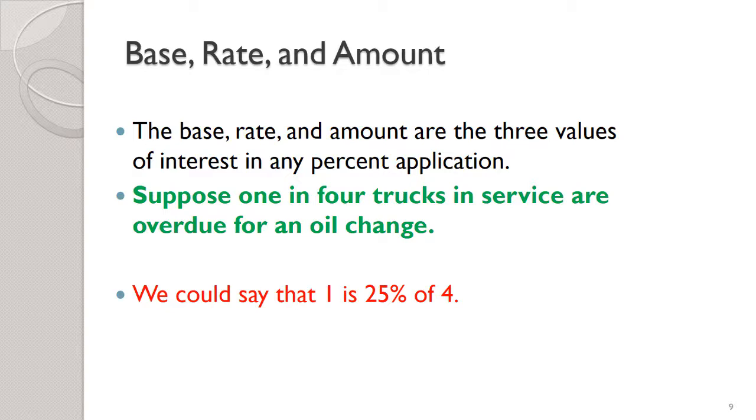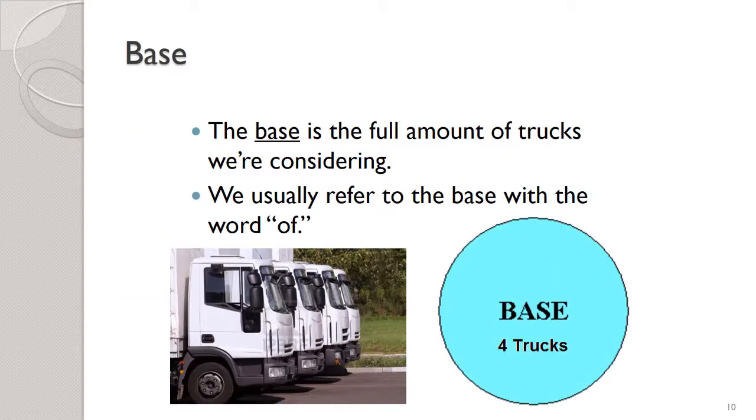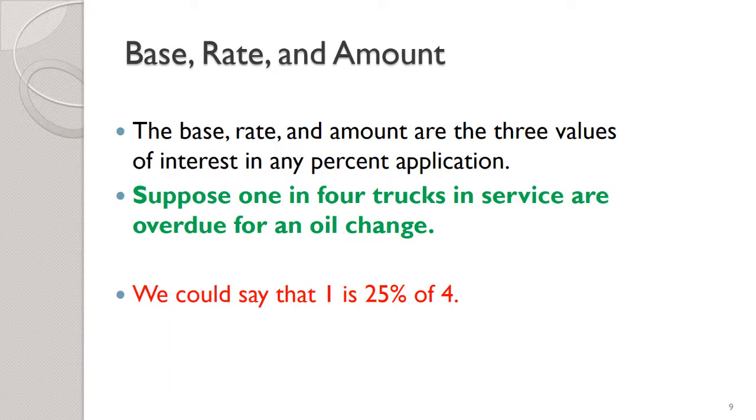Each one of those has a name. First of all, the base. The base is the full amount of whatever thing that you're talking about or measuring. In this case, that's all 4 trucks in the fleet. The base is always the whole thing, or 100%. And the base almost always shows up next to the word of. We said that 1 is 25% of 4, and right there, of is showing next to the number 4.